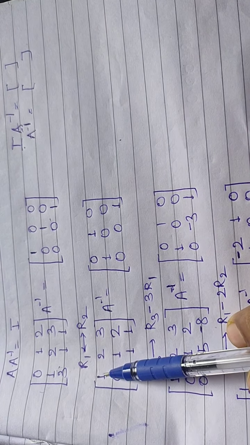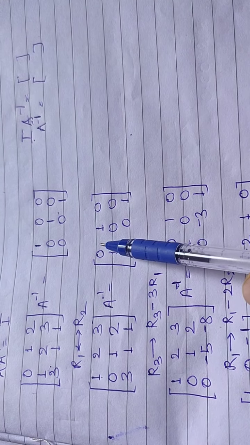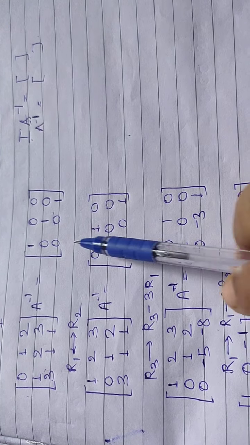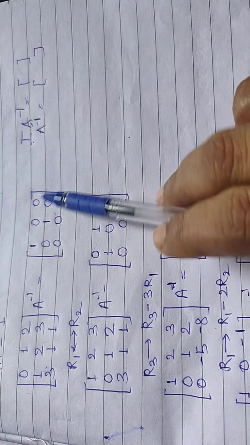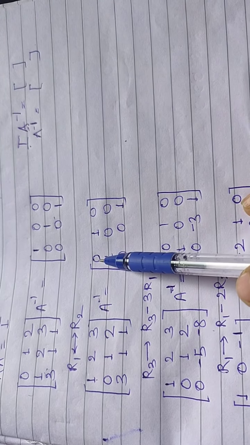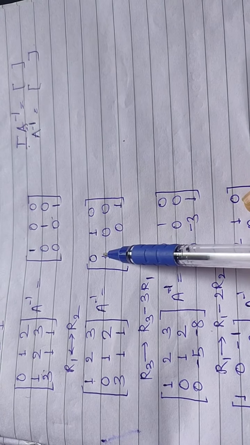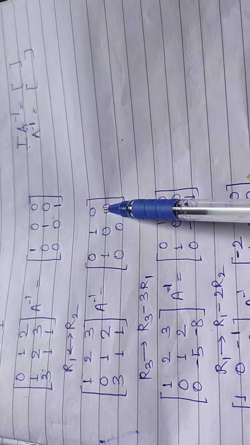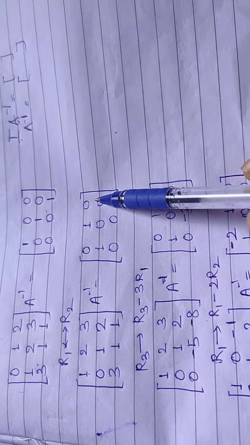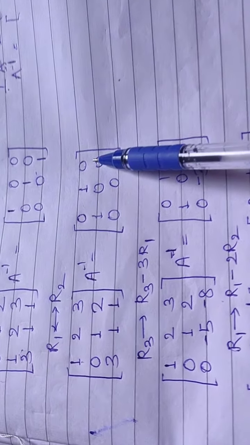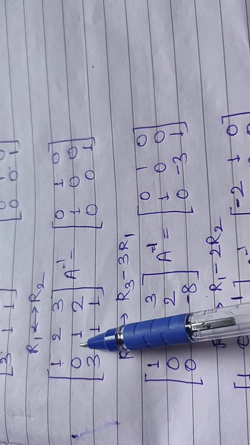Whatever row transformation I am doing on the left hand side, I will do the same row transformation on the right hand side also. So here on the right hand side, the first row was 1 0 0. Now I have written 0 1 0, the second row elements, in the first row and the first row elements in the second row. This is interchanging the first and second row. Understood? This is the first step.